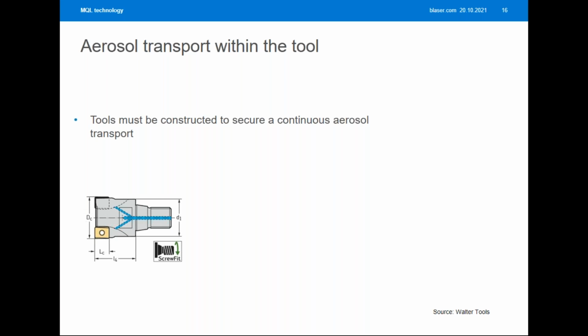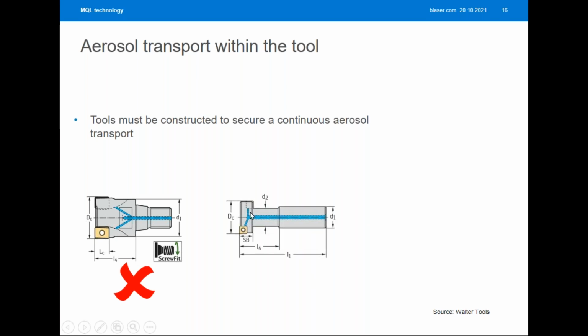It is not good for being used with MQL, because here you see you have certain cavities within the tool holders, and here the air and the oil is separated. So you produce bigger droplets, and you produce an inconsistent aerosol transport. In general, the key element is to look at the surface of the inlet of a tool and to look at the surface of an outlet, and the surface area of the outlet must be smaller than the surface area of the inlet. So with cavities, this is not suited.